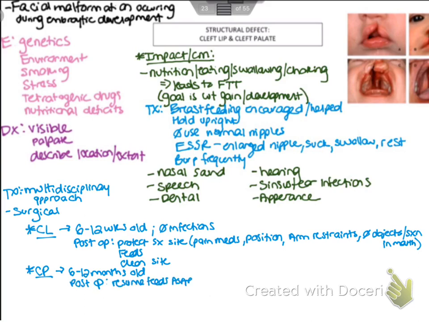So 6 to 12 months old. Post-op, we're going to resume feeds as soon as possible. So as soon as they've cleared them, then we start the feeds up again. But with those feeds, it needs to be a soft diet. So nothing crunchy, hard. No toast, chips, cookies. Those little biscuits that kids love to suck on. None of that type of stuff.